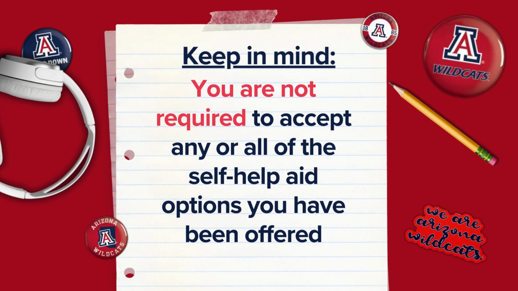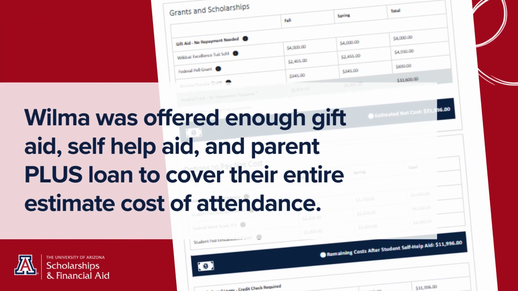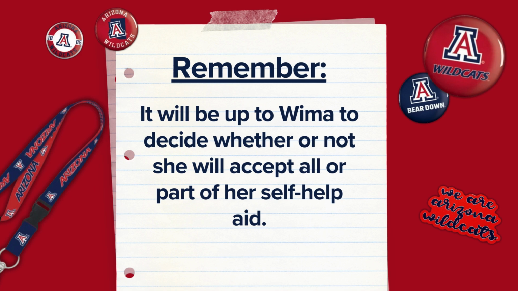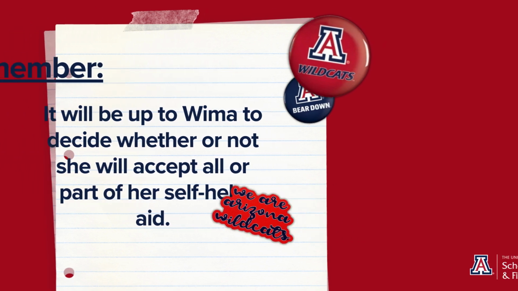A key thing to understand about the self-help aid you've been offered is that you are not required to accept these options. This aid offer simply shows what your options are, but you get to decide if you'd like to accept a student loan or look for a federal work-study job. In this example, the offered gift aid, self-help aid, and Parent Plus loan were enough to cover the entire estimated cost of attendance. It will be up to Wilma to decide whether or not she will accept all or part of her self-help aid to cover the net costs.